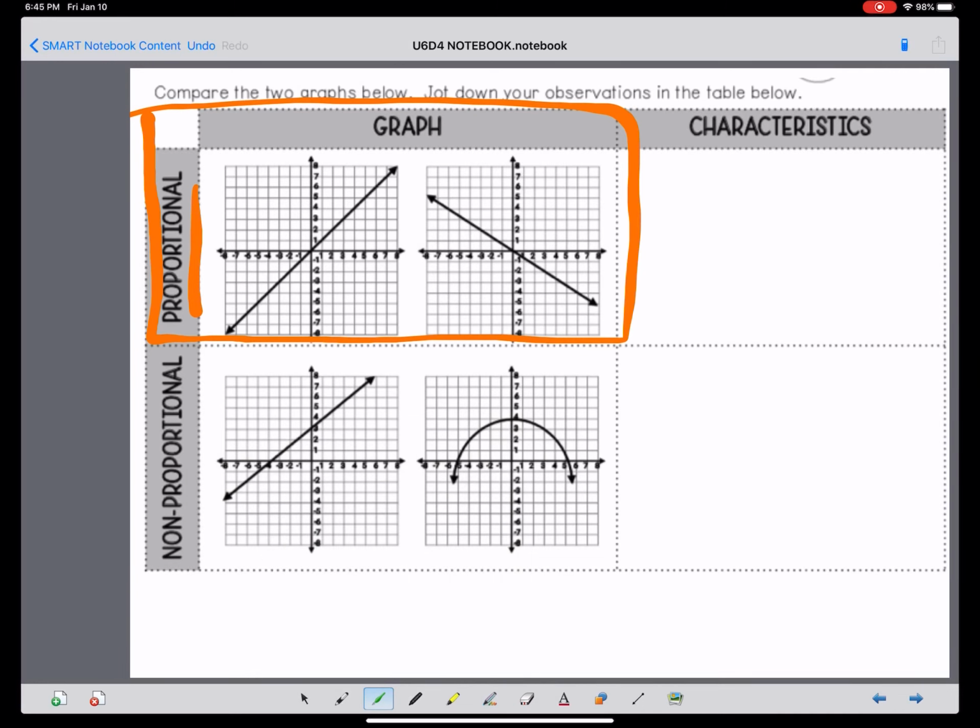With these top two graphs, the first thing that we notice is that both of them pass through the very center of the graph. And the center of the graph is also called the origin. Here's the center right here, 0, 0. So let's put that it passes through the origin, 0, 0.